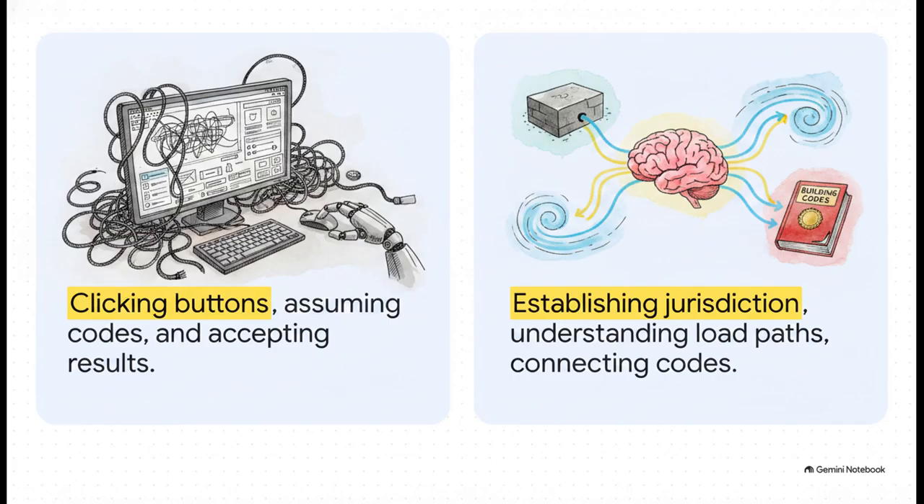Practicing true engineering, though, means establishing your exact jurisdiction, deeply understanding load paths, and knowing exactly which specific codes connect to each other. Knowing acronyms like IBC or ASCE 7 is cool for a trivia night for sure, but it's just not enough to keep a building standing.